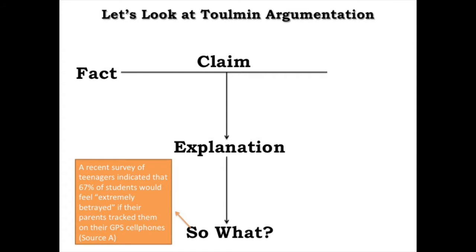So now that we've said what side of the argument we fall on, we've given an example or explanation to back up why, we can't just let that hang. We have to include the so what. So here, a recent survey of teenagers indicated that 67% of students would feel extremely betrayed if their parents tracked them on their GPS cell phones.